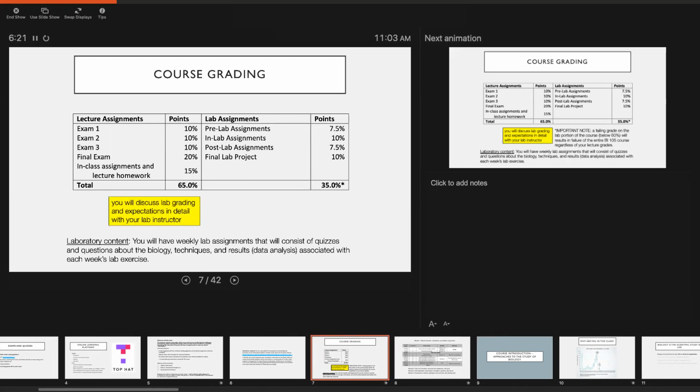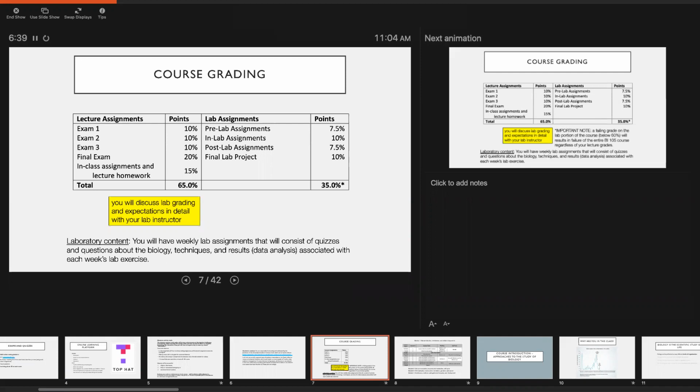In lab, there is no exam in your lab class. The entire grade is made up of pre and post-lab assignments, as well as in-lab assignments, and then 1 final project. Usually I get a question at this point whether or not the final exam is cumulative.